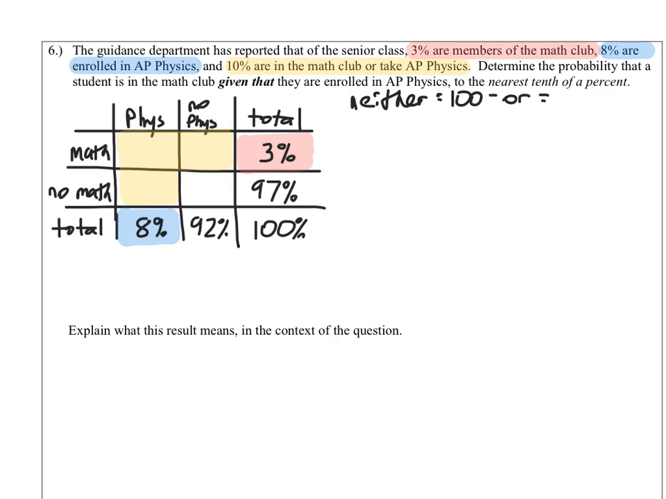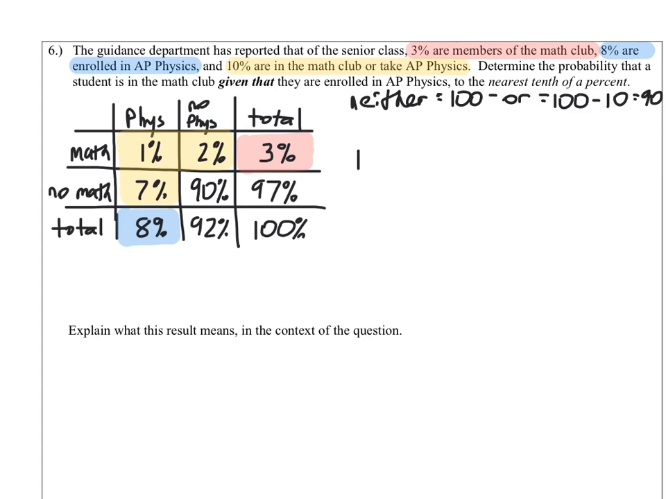So if I do 100% minus the 10% that are in math club or AP Physics, that means 90% of students are in neither one. 90% of students are neither math nor physics. So that means there's only 2% math, not physics; 1%, because I'm subtracting, 3 minus 2 is 1%; and 97 minus 90 is 7% that are in physics but not math.